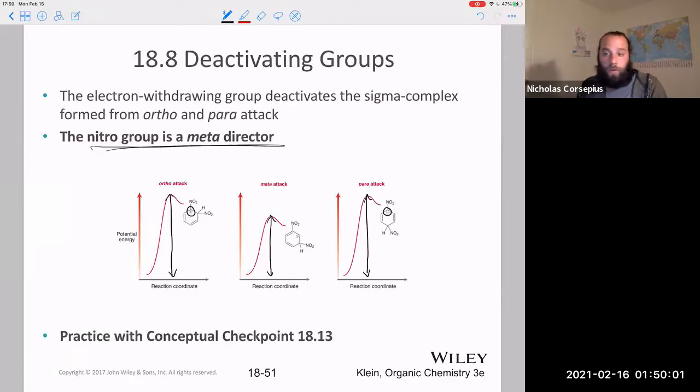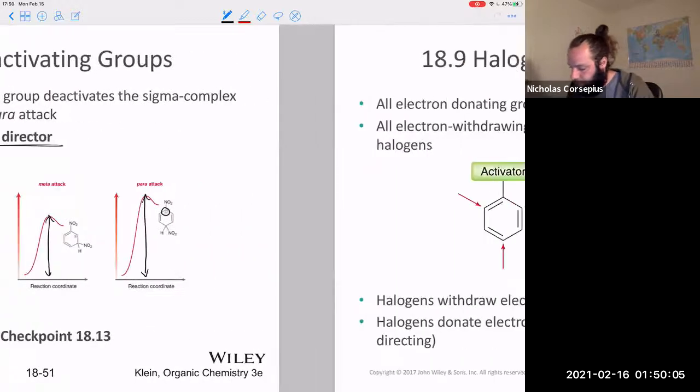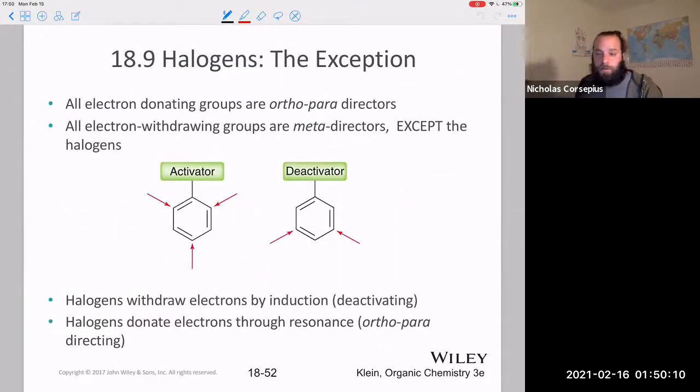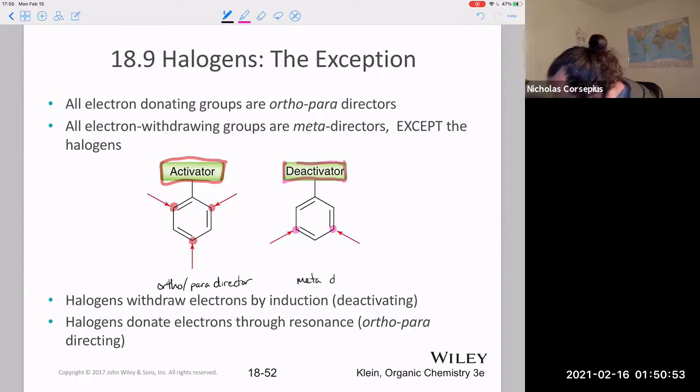I'm going to use these phrases, either you're an ortho para director or you're a meta director. This is actually true for almost everything except for the halogens, but let's just take it at what it is for now. When your substituent is an activator, meaning that it speeds up the rate of those reactions relative to benzene, it's going to be an ortho para director, right? Those are going to be the sites that are preferred. If it is a deactivating group, something that's slower reacting, it's going to be a meta director. So we would call this ortho para director, and this would be meta director.